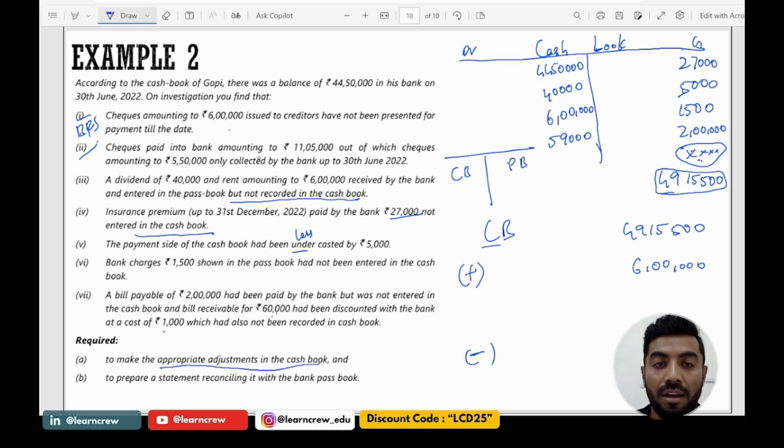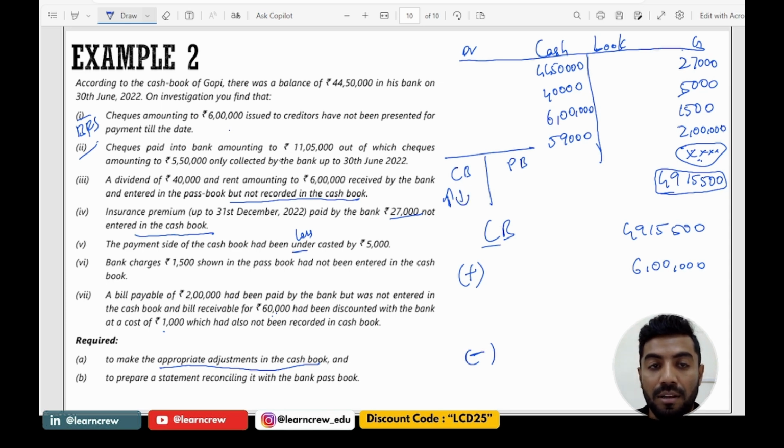Then checks paid into bank amounting to 11 lakh 5,000, out of which checks amounting to 5 lakh 50,000 only were collected by the bank. So in the cash book, we would have recorded the full amount, which means the remaining is not collected. The cash book will be showing a high balance, since we have recorded the full amount, but in the bank, we have collected only so much. So in order to make it equal, we'll have to reduce it.